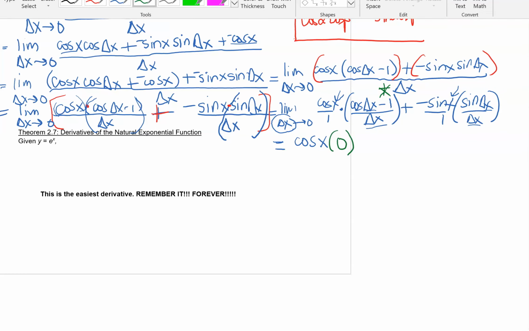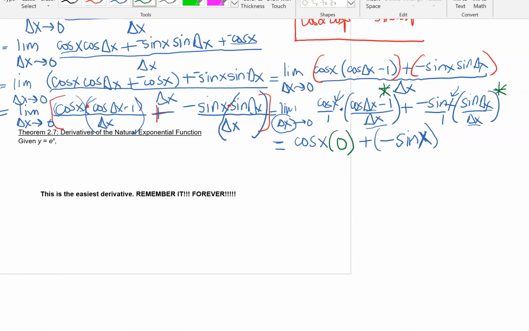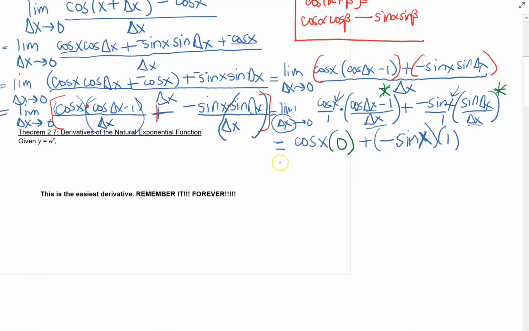And then for the second part, the limit as delta x approaches 0 of negative sine x, again, that has no effect on negative sine x because this is with respect to x, not delta x, so it just stays itself. And then the limit as delta x approaches 0 of sine of delta x over delta x, that's another one of our special trig limits. And so that will just equal 1. So then my final answer, cosine x times 0, that just goes to 0, and I'm left with negative sine of x. So that ends up being the derivative for cosine.